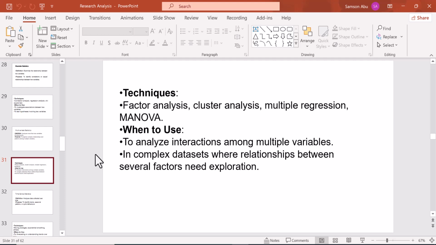And then the techniques, look at it. You can use factor analysis, cluster analysis, multiple regression, and we have MANOVA as well. We use it to analyze interactions among multiple variables in a complex data set where relationship between several factors needs to be established or known. So you can use multivariate analysis. I guess you are together. If you are together, you can use the comment box to type yes, we are together.